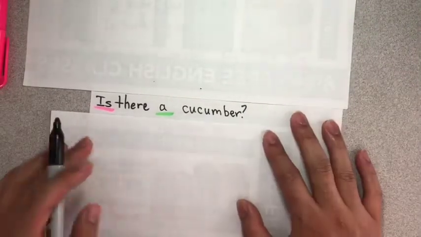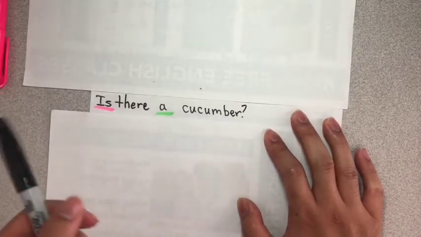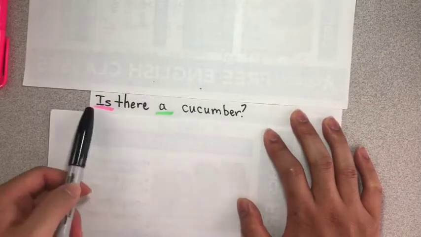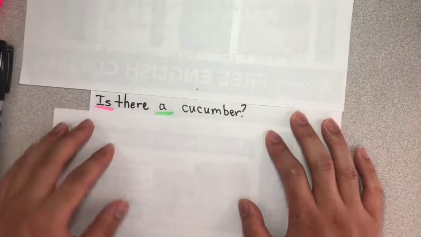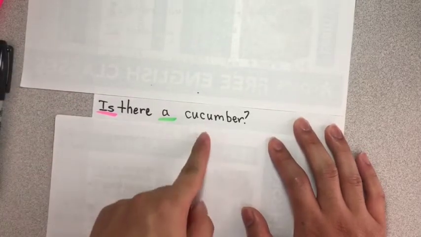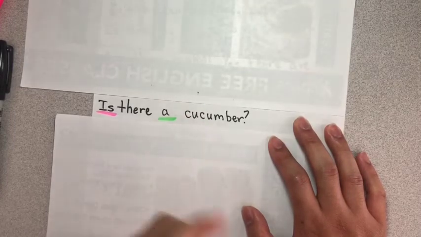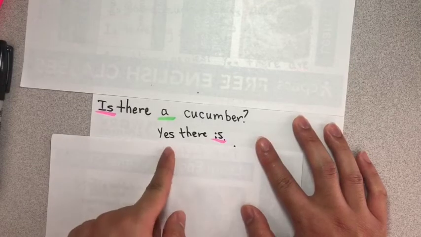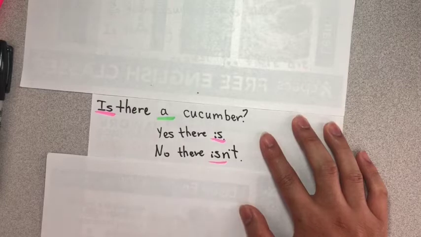Here, we're asking for one cucumber. So we say, is there a cucumber? Cucumber is something we can count, but we only want one cucumber. So we're asking, is there a cucumber? The answer, yes, there is. No, there isn't.